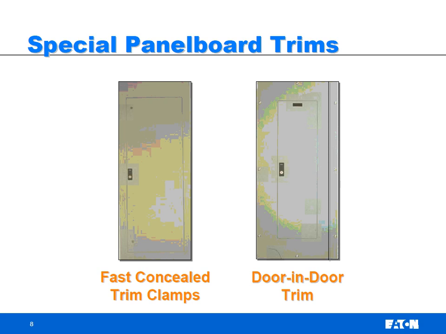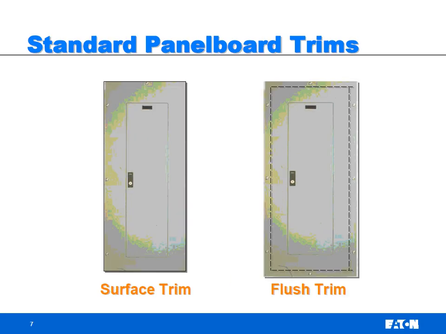Two of the most common you'll hear are concealed trim clamps or concealed trims. Notice it just kind of looks like a flat piece of steel. There's nothing that you can see along the edge. Normally you can see trims along the edge.